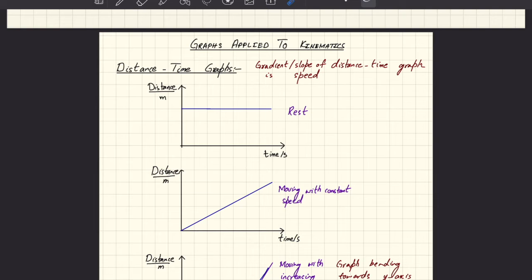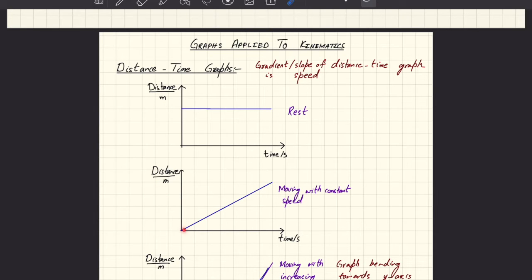Now let's see how we relate this with the graphs of kinematics. The first type of graphs that you need to understand over here are distance time graphs, where we plot distance on the y-axis and time on the x-axis. So if I see that it's a flat horizontal line, this means that as the time increases, the value of distance is not changing. And hence, this represents a body being at rest. The slope of a distance time graph represents speed because speed is the rate of change of distance.